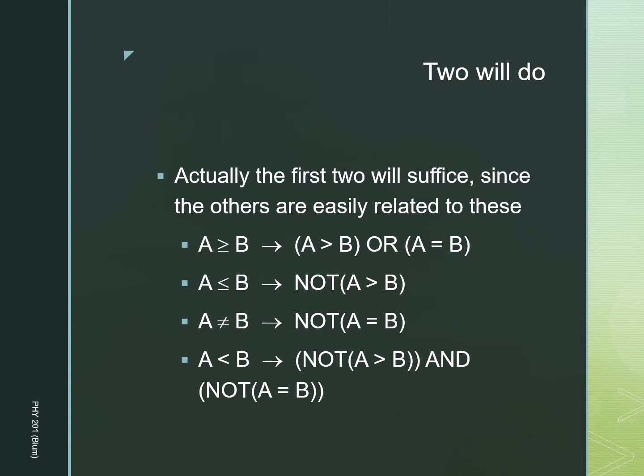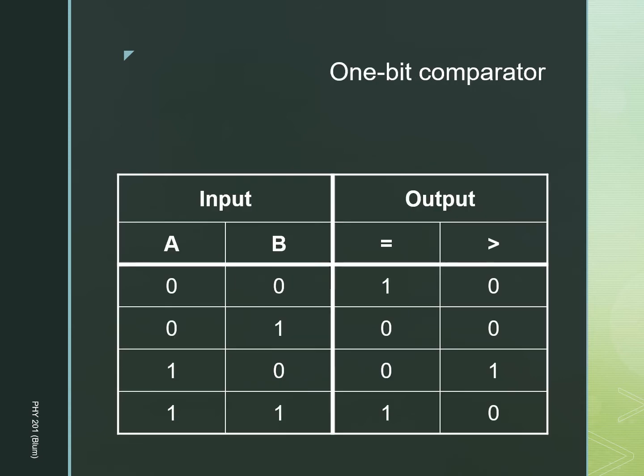So A greater than or equal to B is A greater than B or A equal to B. A less than or equal to B is not A greater than B. A not equal to B is the inverse of A equal to B. And then the more difficult one, A less than B, is not A greater than B ANDed with not A equal to B. Let's look first at a one-bit comparator.